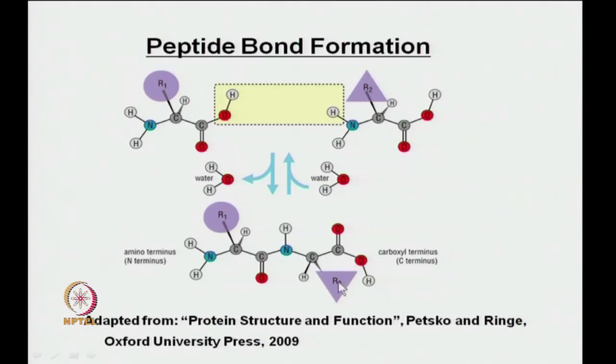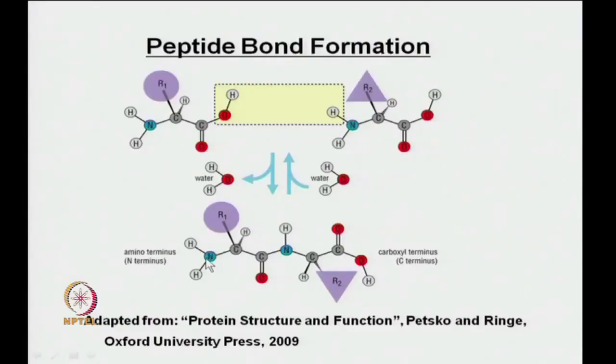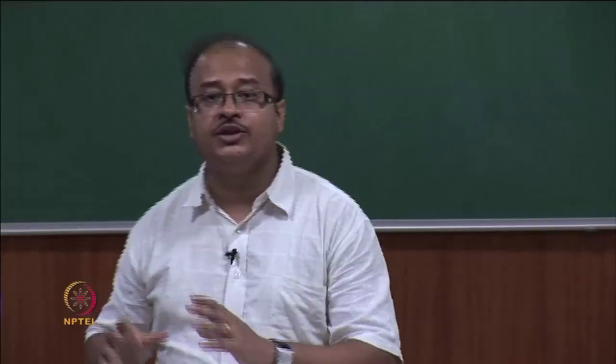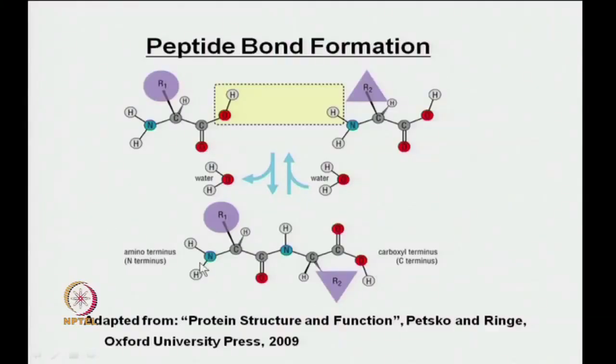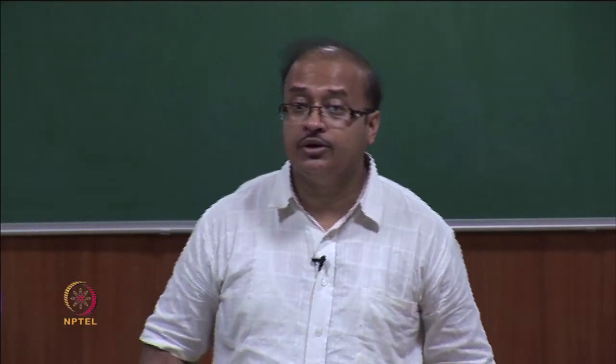The amino acid to your right has the side chain R2, and the amino acid to your left has the side chain R1. That means if R1 and R2 are different, then obviously these are different amino acids. To the left you have the N terminus, and to your right you have the C terminus, or the carboxyl terminus. The C terminus because it ends with the COOH group, the N terminus because it starts with the NH2 group, or the amino group.